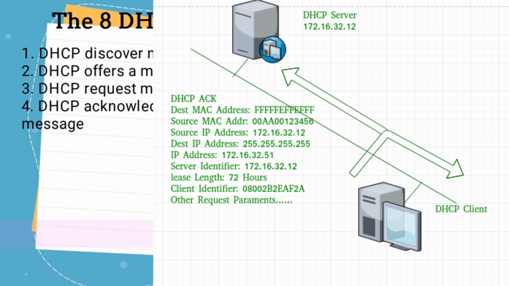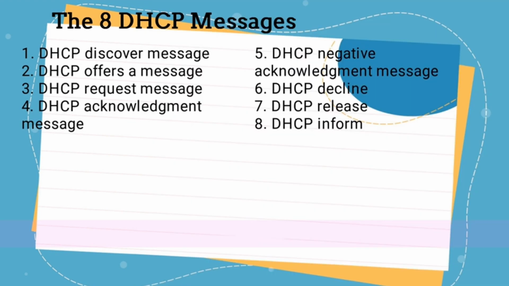The destination MAC address is 12 times F and the destination IP address is 255.255.255.255 and the source IP address is 172.16.32.12 and the source MAC address is AA00123456, the server MAC address.